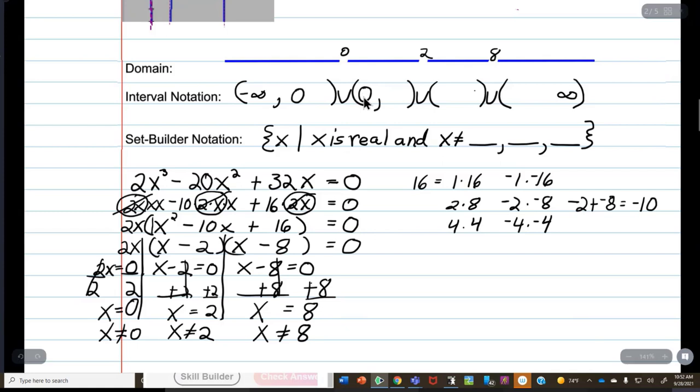Okay, now from the right side of 0 to the left side of 2, from the right side of 2 to the left side of 8, and from the right side of 8 all the way to infinity. And over here, 0, 2, and 8.